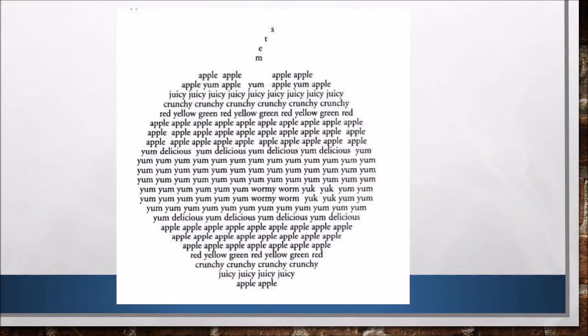Same with this poem about an apple. I'm not going to read the whole thing, but see the words that are in this poem? You have stem in this place where the stem should be. Apple, apple, yum, juicy, crunchy, red, yellow, green, delicious. And my favorite part about this poem is in the middle. It says, wormy worm, because there's a worm in the apple.